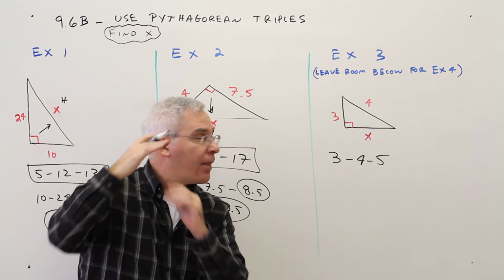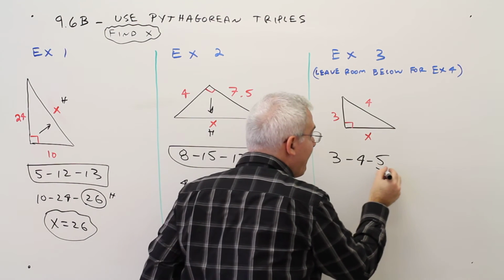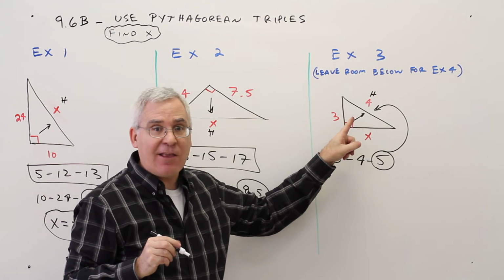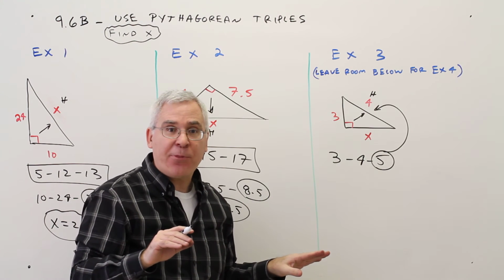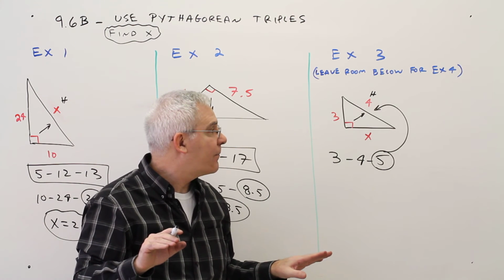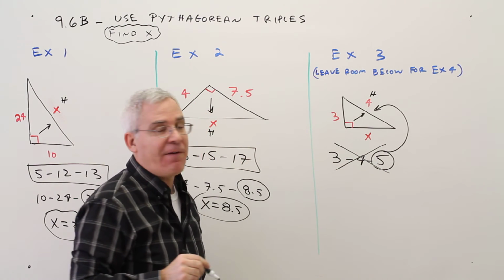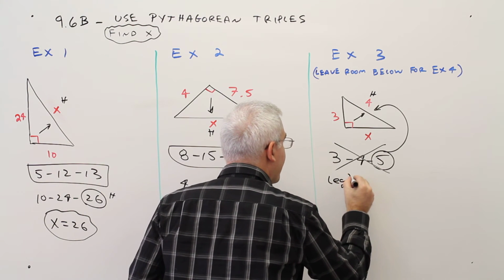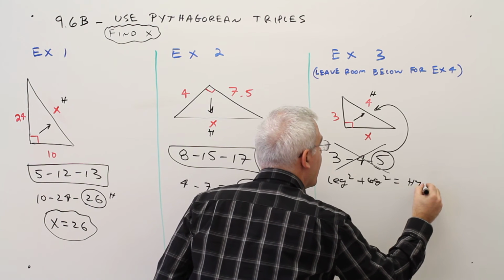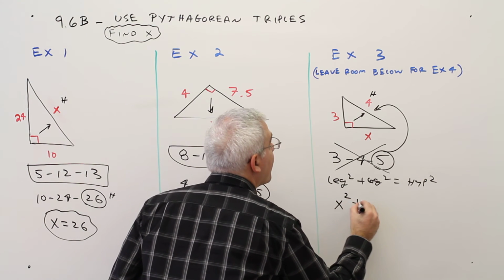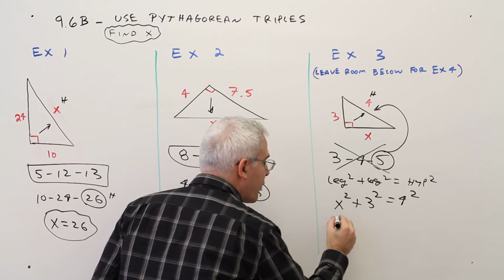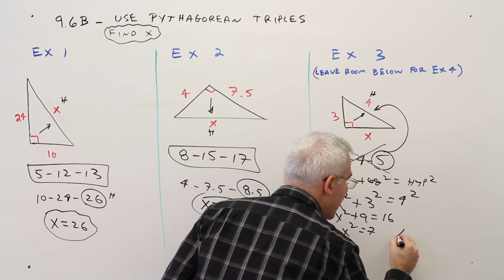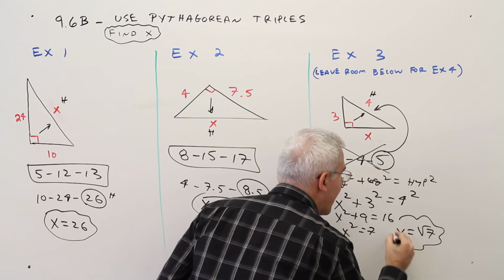But time out. If it were a 3, 4, 5, that 5 would have to be the hypotenuse. That is not the case here. So even though it looks like it might be a 3, 4, 5, it's not. Okay? So we cannot use the 3, 4, 5 family, so we'll just have to do it old school, the Pythagorean theorem. So leg squared plus leg squared equals hypotenuse squared. X squared plus 3 squared equals 4 squared. X squared plus 9 equals 16. X squared equals 7. X equals the square root of 7.